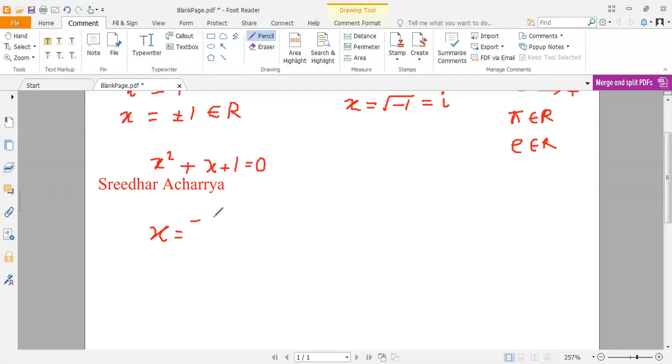equals minus b. So if I compare this to ax square plus bx plus c equal to 0, I get a equal to 1, b equal to 1, and c equal to 1. So I could have written a equal to b equal to c equal to 1. So this is what I have. Now, what if I apply the Sridhar Acharya formula to get the solution?